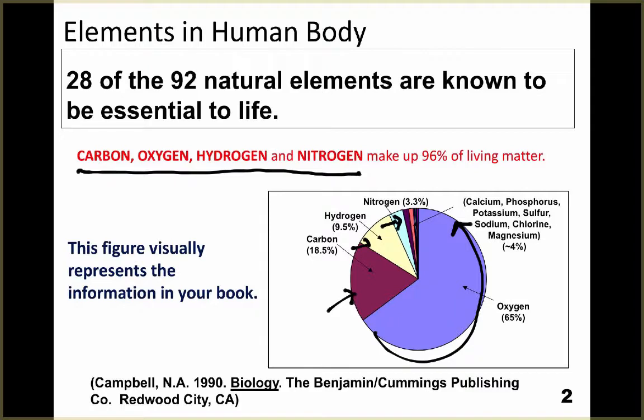Then you have less than 4% are these, mostly these type of metals that you'll find: magnesium, chlorine, sodium, potassium, sulfur, phosphorus, and calcium. Not all of them are metals, but a lot of them are. And then you'll get this 3.3% up here of others. So this kind of gives you a visual representation of the information that's in your book.